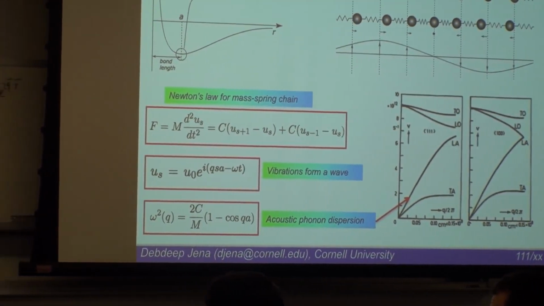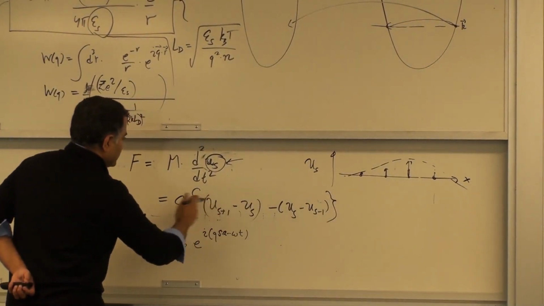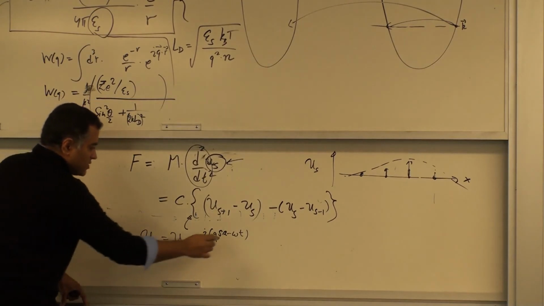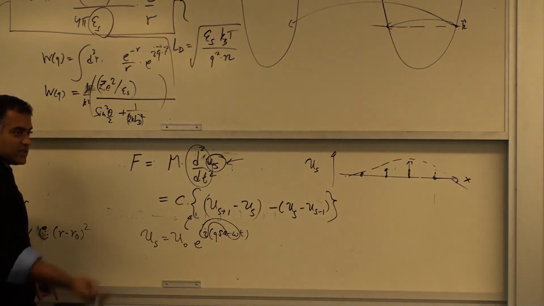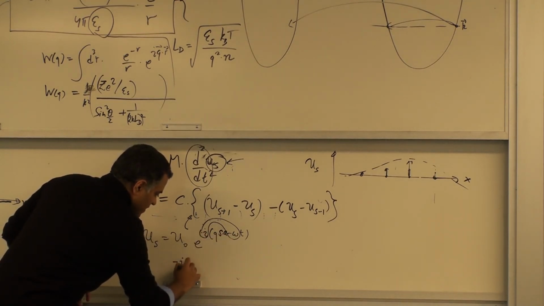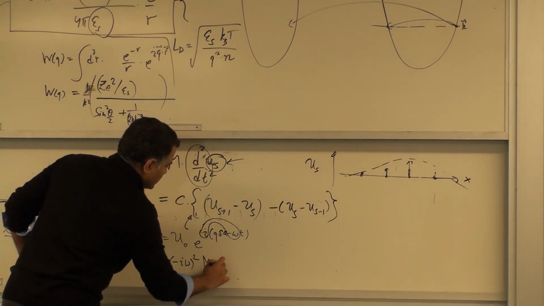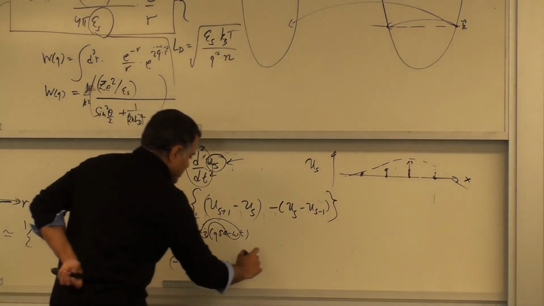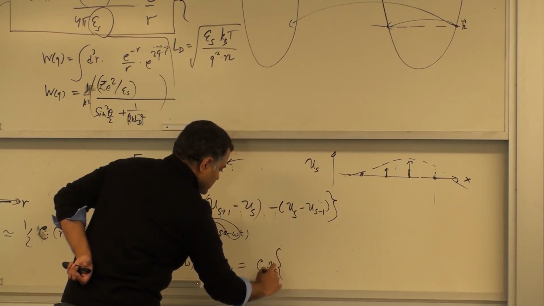So you try this here, plug it in, and you will see that on the left side you have a double time derivative, right? That's just going to pull out i omega squared. So I get minus i omega, whole squared, on the left side times the mass and times the u, right? Is that clear? On the right side, I get c times, again, all of them have this constant value of u of s here, right?